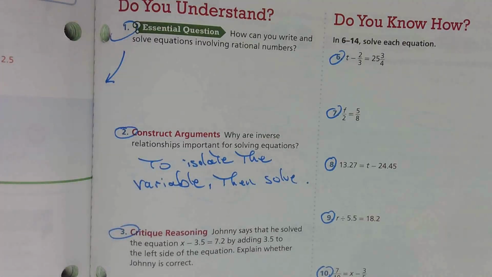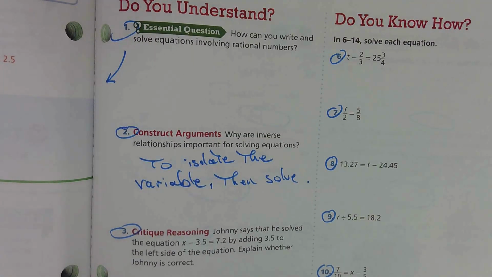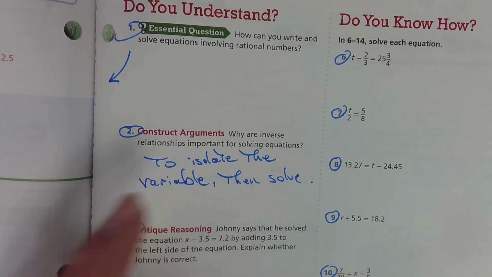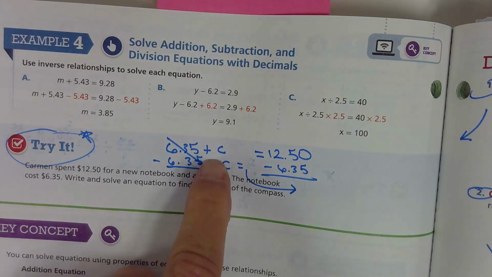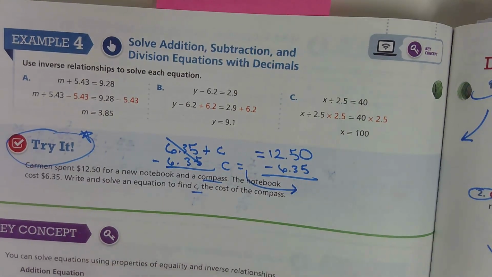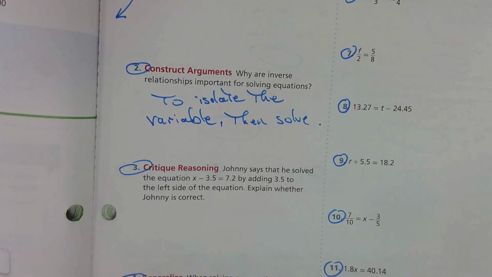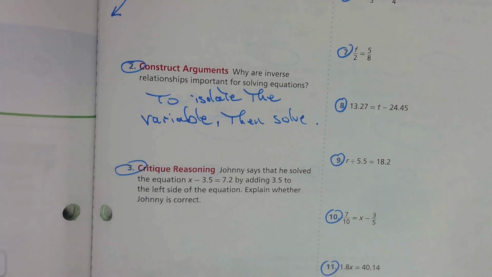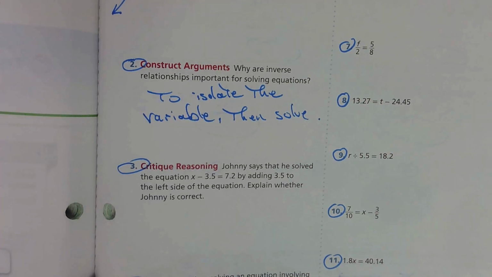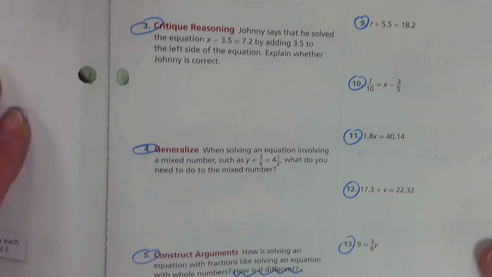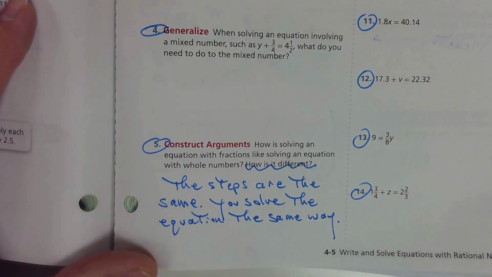How are we doing on time here? We're good. Why are inverse relationships important to solving equations? To isolate the variable, to get the variable by itself. And this one right here, what did we need to do? We needed to get C by itself to figure out how much C was. And so when you're solving for variables, that's what you want to do. You want to get it all by itself. So circle 1, circle 2, I gave you the answer. Circle 3 and 4 and 5, I showed you that earlier.